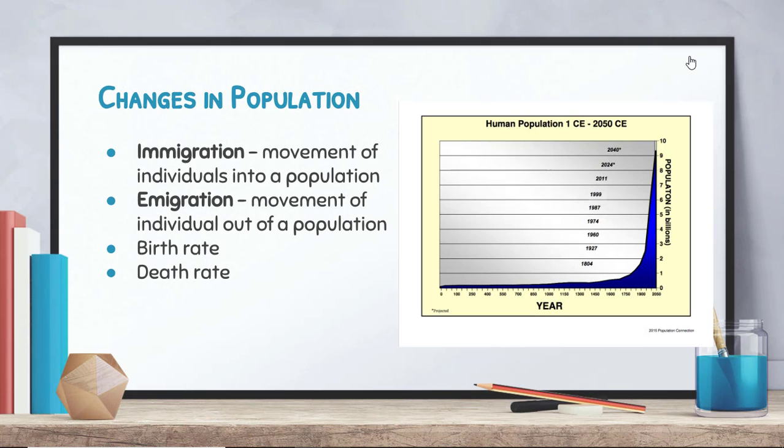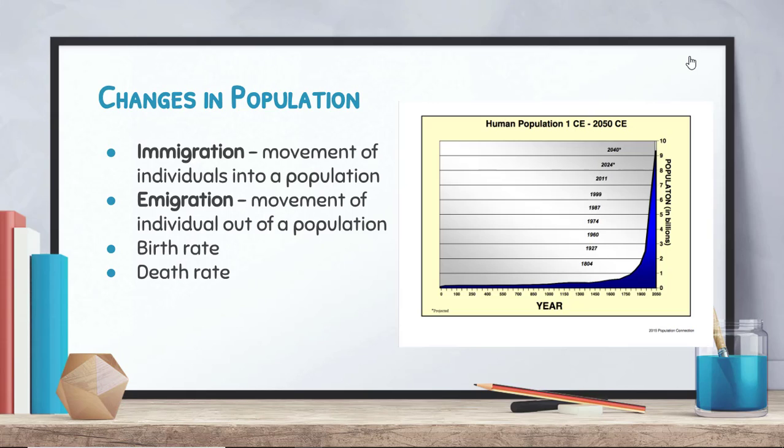So let's talk about changes in a population. You probably heard the term immigration before. That is the movement of individuals into a population, whereas emigration is the movement of individuals out of a population. We also take into consideration birth rate and death rate.